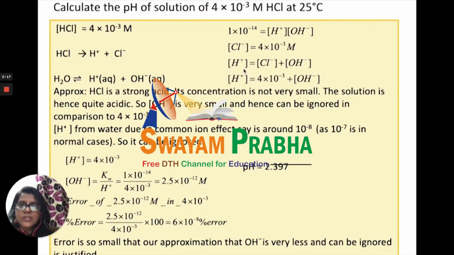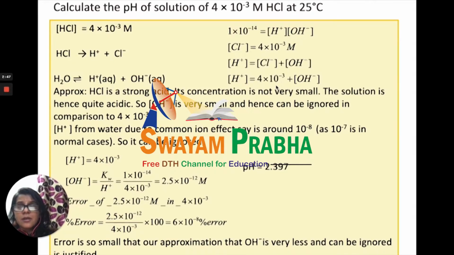Now let us look at the charge balance equation. H plus is equal to Cl minus plus OH minus, right? Now see, HCl is a very strong acid and its concentration is also quite good. So the solution is going to be acidic in nature. As a result, OH minus concentration, which is very small, can be ignored in comparison to 4 into 10 to the power minus 3. So H plus will become equal to 4 into 10 to the power minus 3.